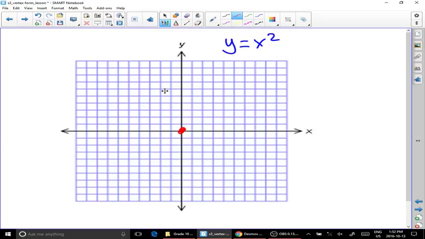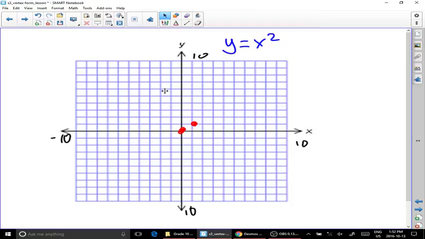Actually, I'm going to stick to the negative 10 to 10 idea, because I want to show you something very important here. If we want to graph these points, we can make a table of values. I showed you how to do that on the graphing calculator. What's 1 squared? 1. So I've got a point at 1, 1.